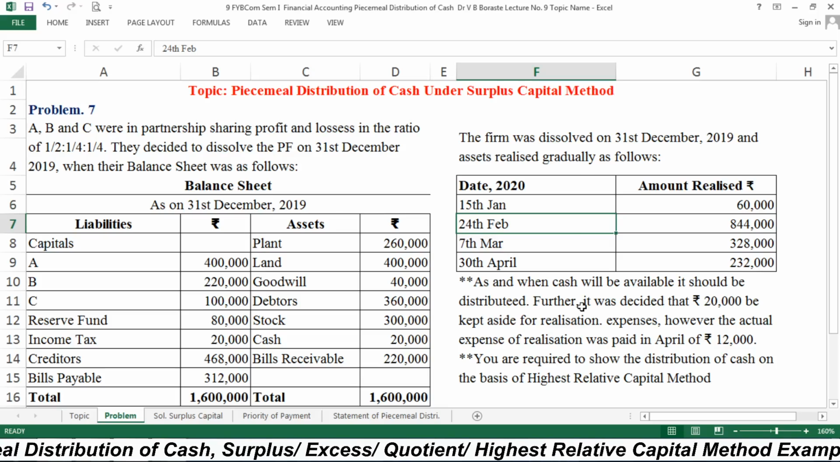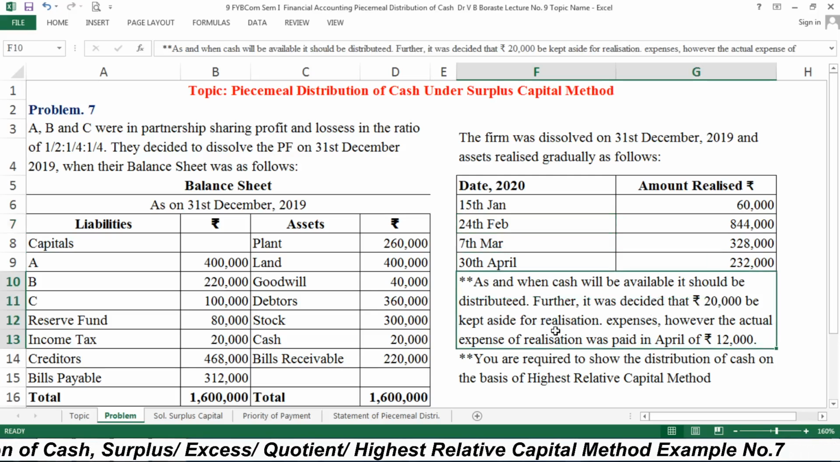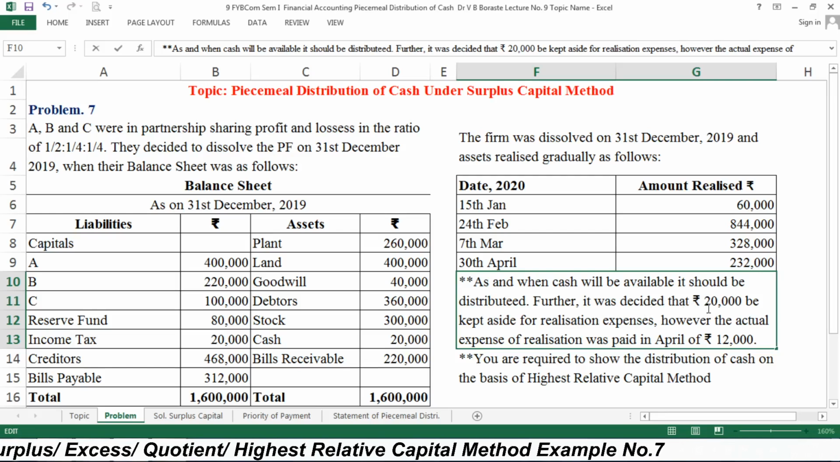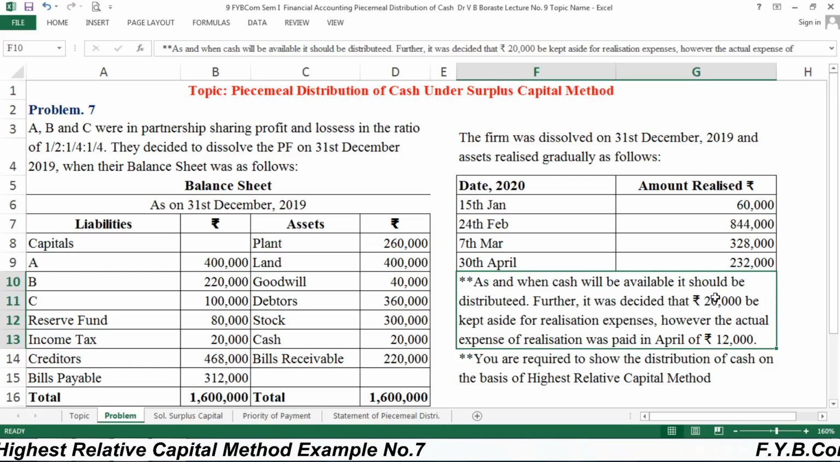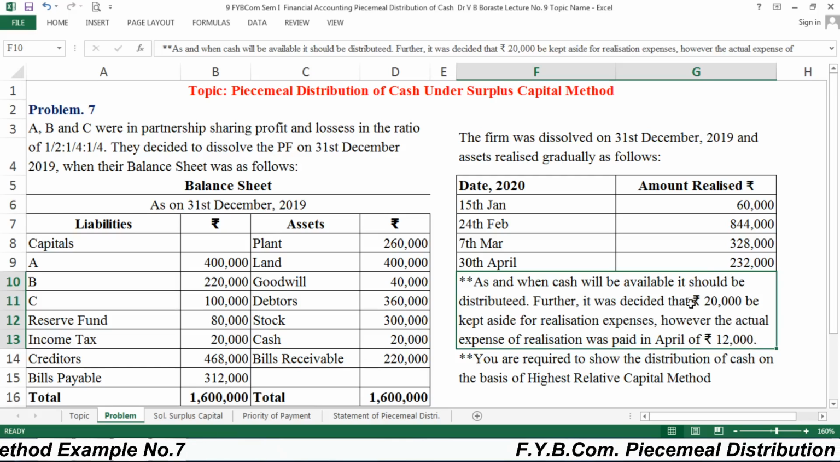So here additional information is given. Further, it was decided that rupees 20,000 be kept aside for realization expenses. So here we have to keep aside a provision of rupees 20,000 for realization expenses. However, the actual expenses of the realization paid in April were 12,000. It simply means that on the very first day of dissolution of the partnership firm, we have to keep aside rupees 20,000. However, in April, the actual realization expense is rupees 12,000. That means we have an excess provision of rupees 8,000, which is made on the very first day, but in April it will be added to the realization amount.